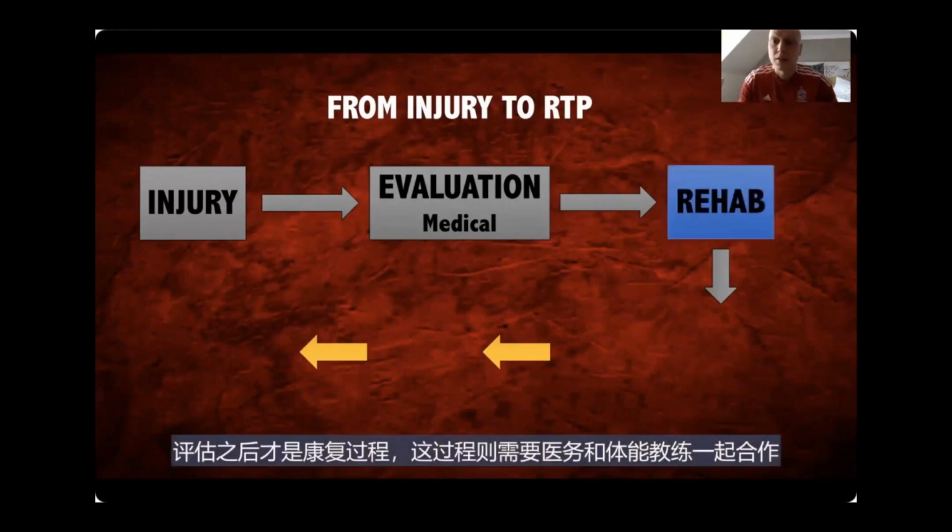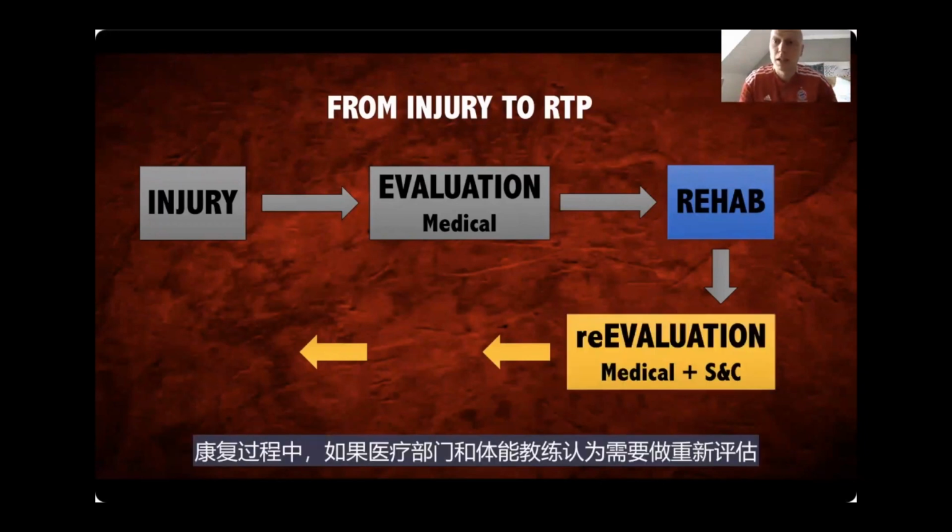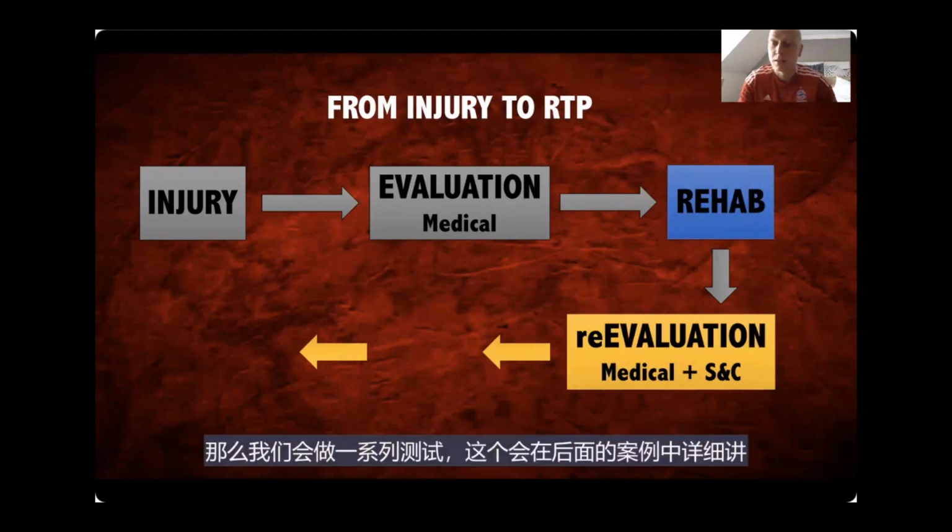Then after the evaluation, the rehab process can start. Okay, and then of course this rehab process includes the work of medical and physical performance department. And at some point, when the medical department and strength and conditioning coaches decide we need to reevaluate the quality of rehab, then we will run certain tests, and some of them we will mention later on in the practical examples on ankle sprains and hamstring strains.